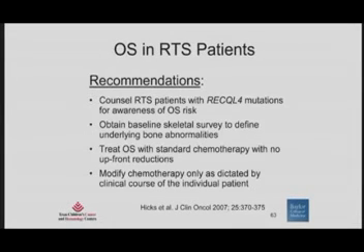Our recommendations are to counsel RTS patients with RECQL4 mutations for the awareness of osteosarcoma risk, and obtain baseline skeletal surveys to define the underlying bone abnormalities. Thus, if a patient has a complaint such as bone pain, they can obtain a follow-up X-ray to see if this is a new lesion that needs to be biopsied. Treat osteosarcoma with standard chemotherapy with no upfront reductions. Modify chemotherapy only as dictated by the clinical course of the individual patient.